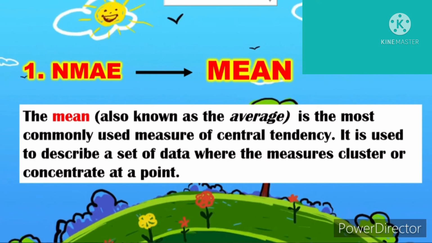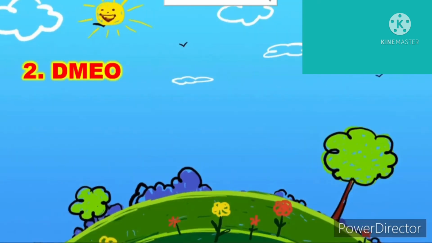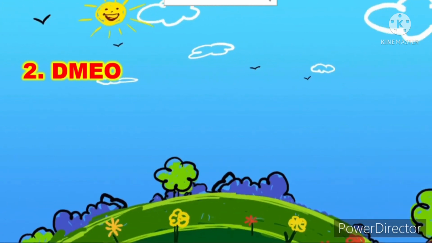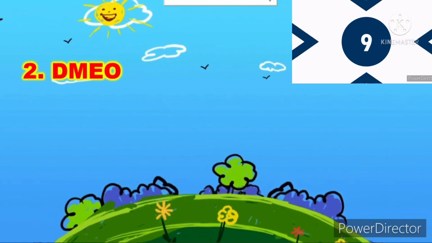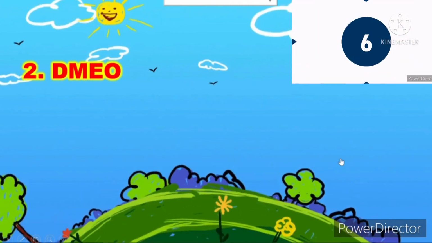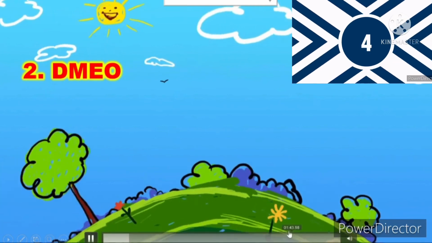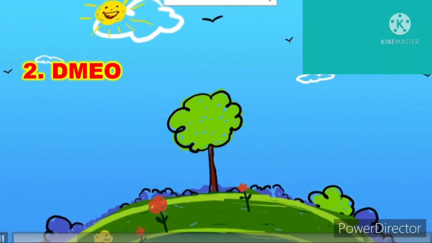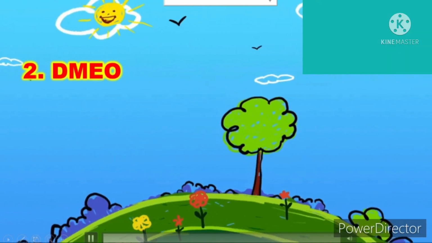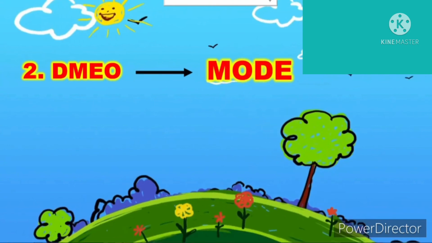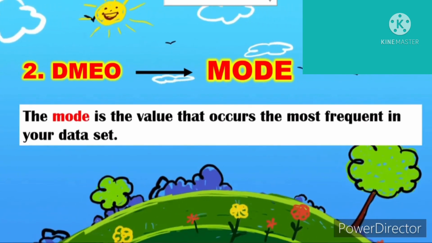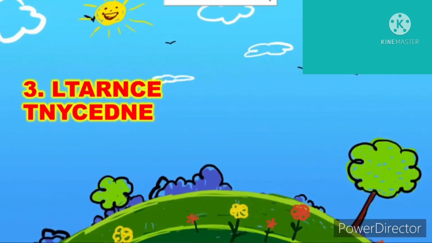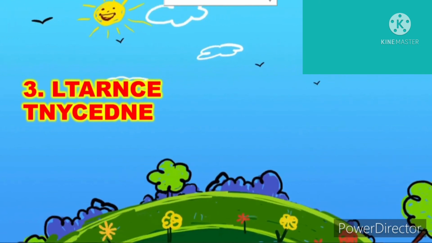Next, number 2. You have 10 seconds to arrange these letters. Your time starts now. Time's up. The answer is mode. The mode is the value that occurs the most frequently in your dataset. Next, number 3. You have 10 seconds to arrange these letters. Your time starts now.